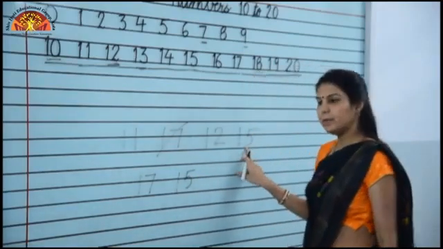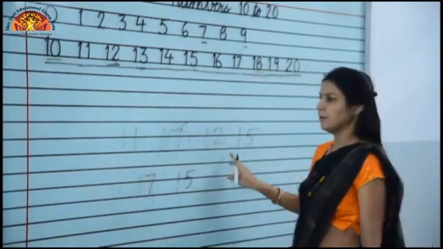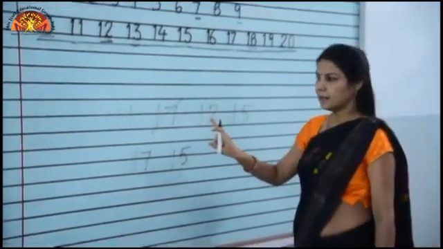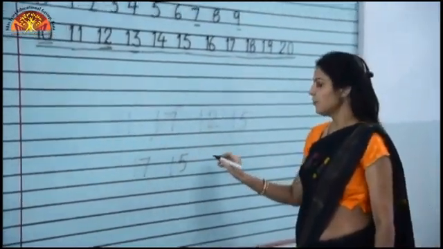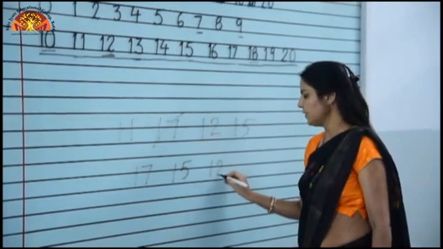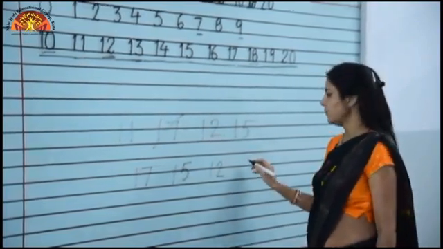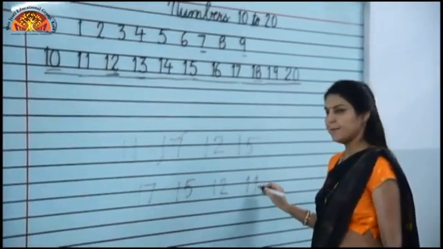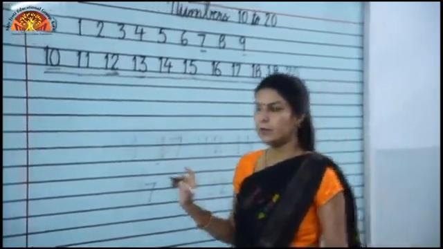Now leave this number and compare these 2 numbers. 12 is farther than 11. So we will write 12 first. Then at last we will write 1, 1, 11. I hope you have understood. Rest of the sum you can do yourself.